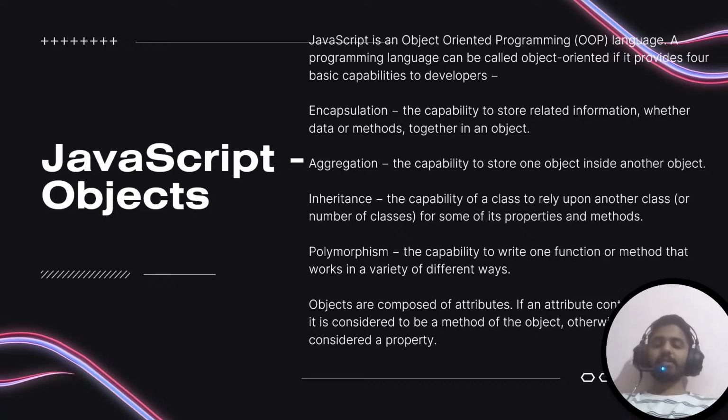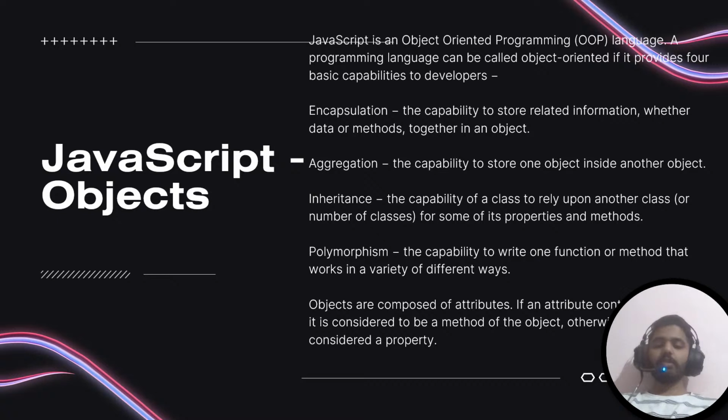What does inheritance mean? Inheritance means we are getting our methods or properties from some other object, so we don't have to write them again and again. Then there is aggregation, which is the capability to store one object inside another object, correct? So these are the four capabilities that it should have. JavaScript has all of them, so it's an object-oriented programming language.